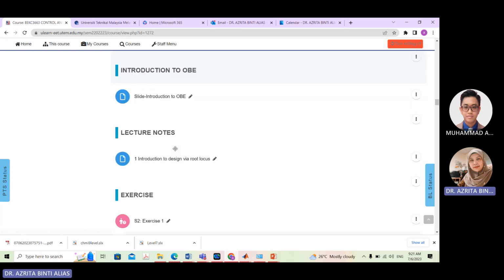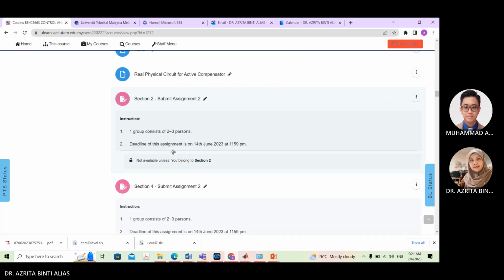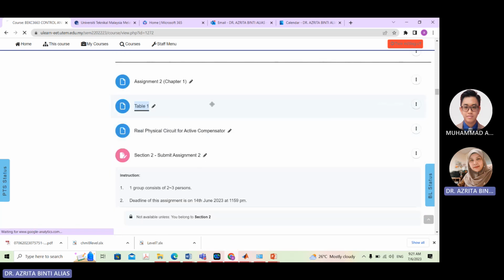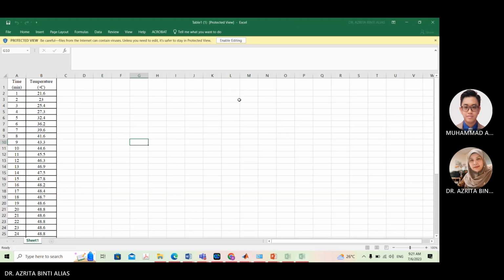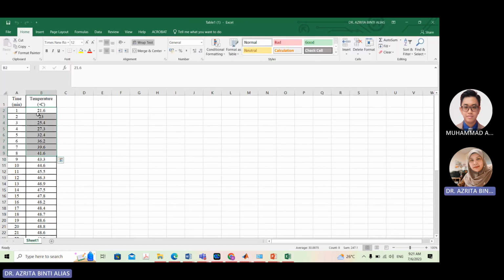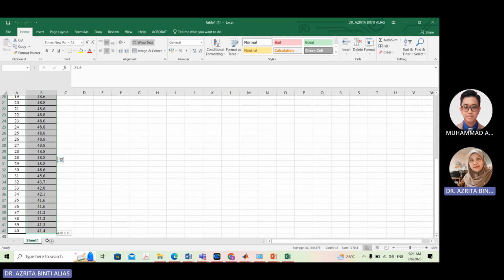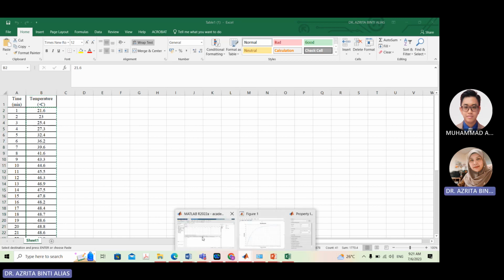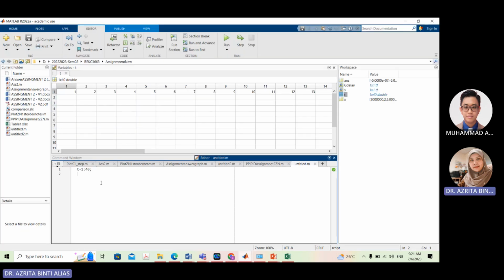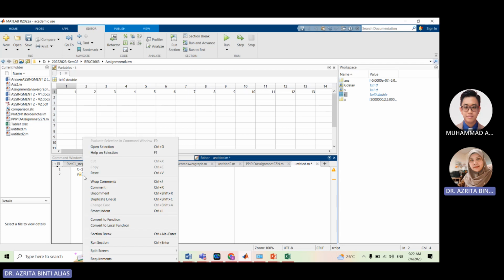Here I have given table 1, so you can open this table 1. You cannot copy this data directly, so just drag and then copy this data. Copy, and then go back to MATLAB. I name it as Y. Y equals to, you need to put a matrix, because in MATLAB all the data is read in matrix. So you just paste.